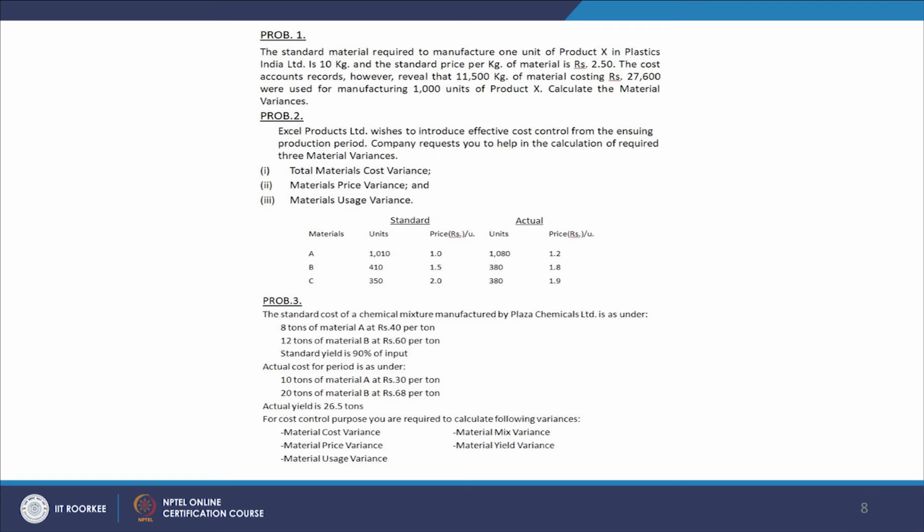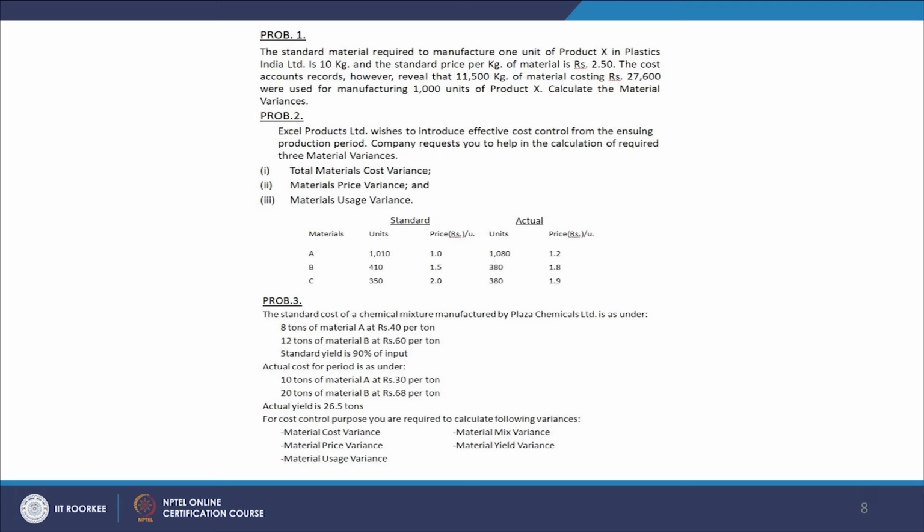In case of B, 410 standard units were required, and we have used 380. So the material input has gone down, but the price has increased from 1.5 per kg to 1.8 per kg. In case of C, the standard requirement was 350 kgs at 2 rupees per unit. The actual has gone up to 380 units and the price is 1.9 rupees per unit. Now this information is given to us, and we have to calculate these variances.